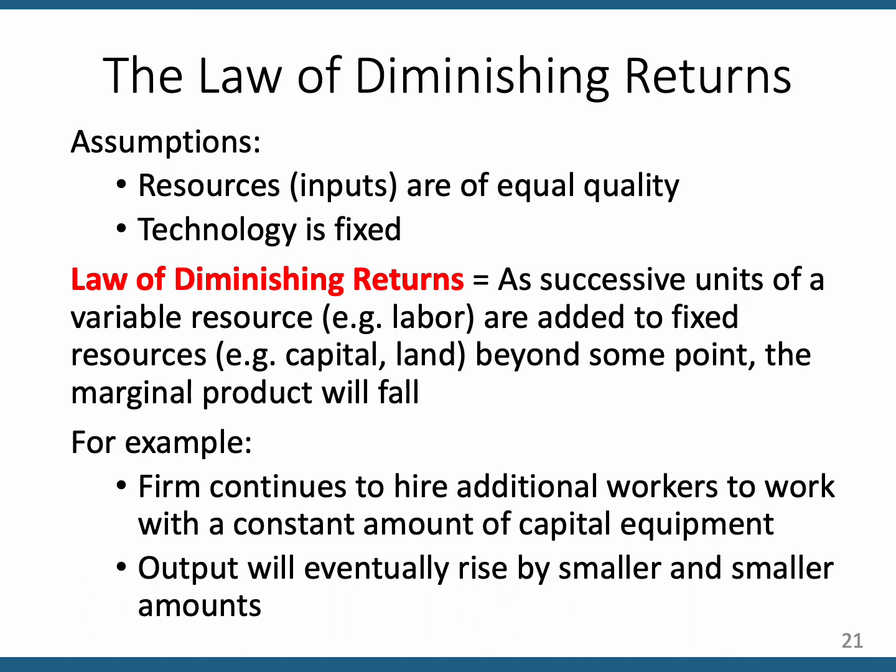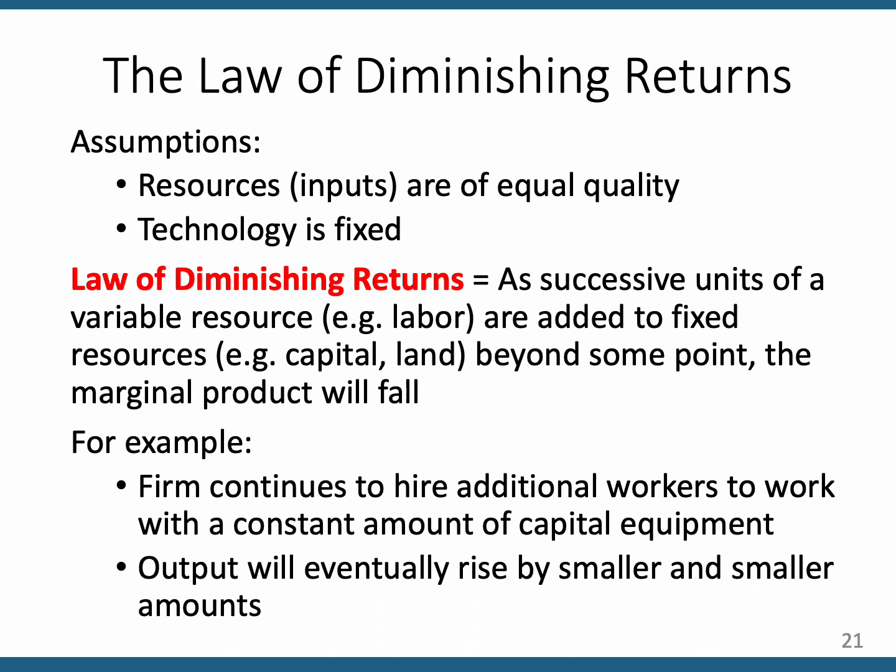just to understand this. As successive units of a variable resource, such as labor, number of workers, are added to fixed resources, like your facility and the equipment, and the land, beyond some point, the marginal product will fall. It will diminish. The law of diminishing marginal product. As the firm continues to hire additional workers to work with a constant amount of capital equipment, output will eventually rise by smaller and smaller amounts.